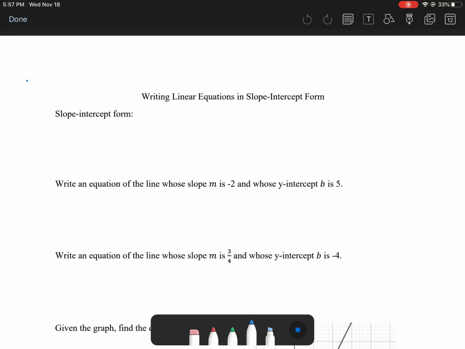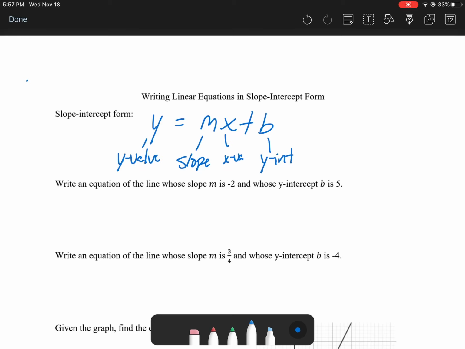Hey guys, today we're going to start talking about our next chapter, writing linear equations using slope-intercept form. Just a reminder, slope-intercept form is y equals mx plus b, where m is our slope, b is the y-intercept, y is the y value, and x is our x value. Now when writing an equation, you need to find out two important pieces of information. What is the slope? What is the y-intercept? If you have those two, you can just substitute them in and you'll have your equation.